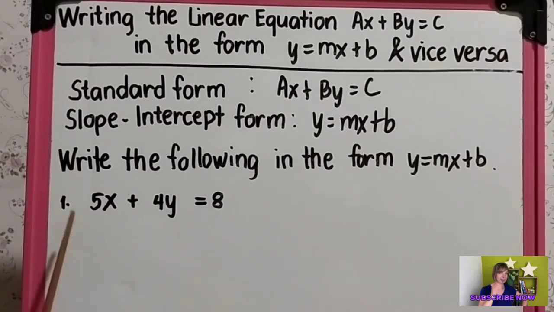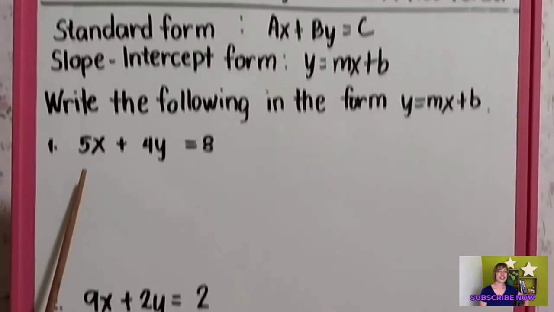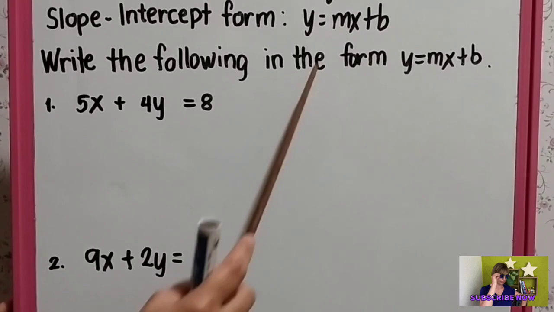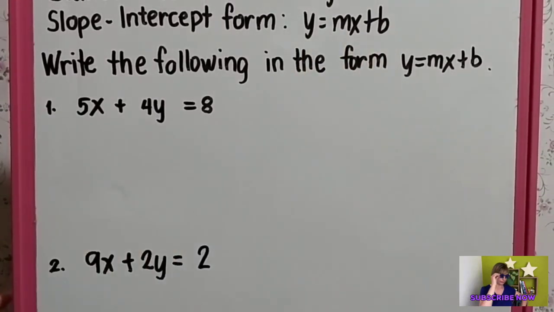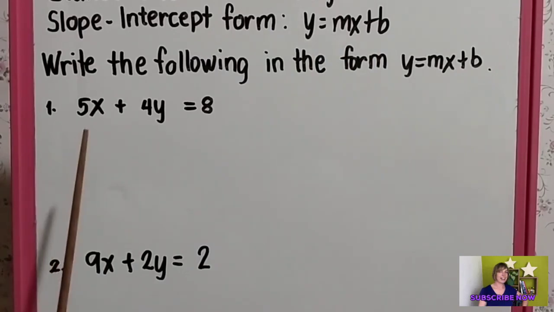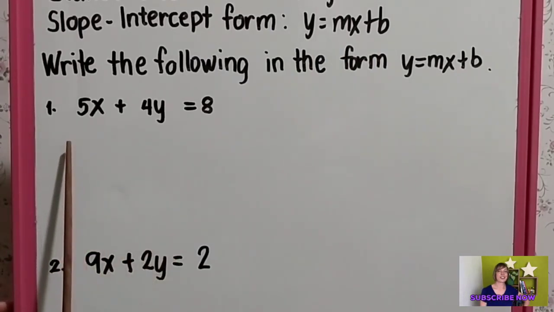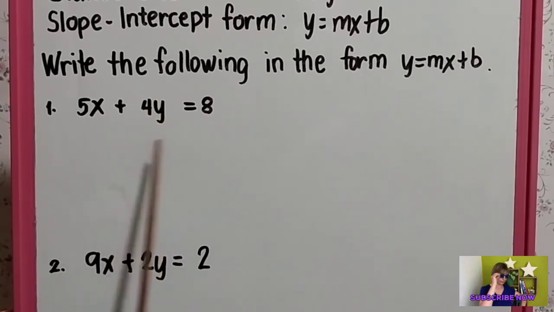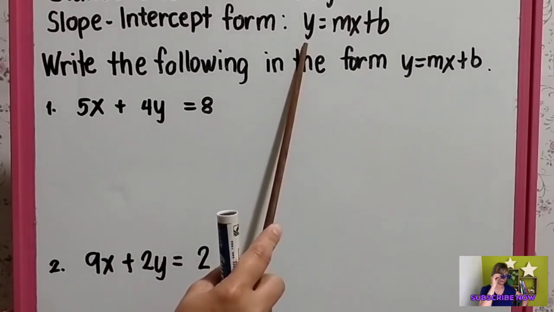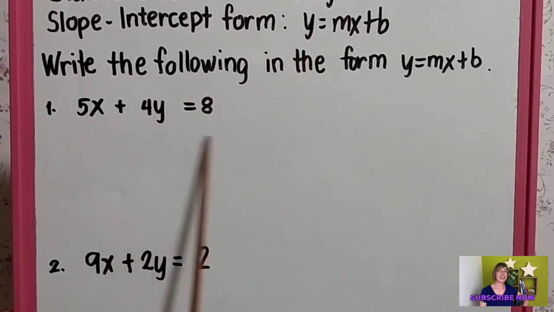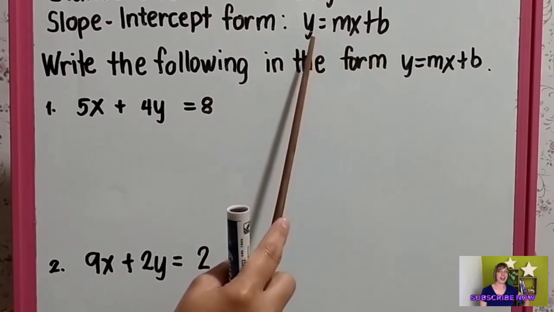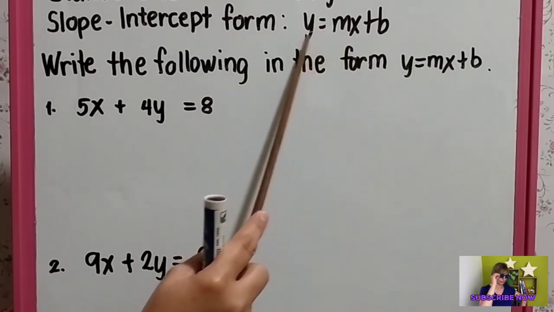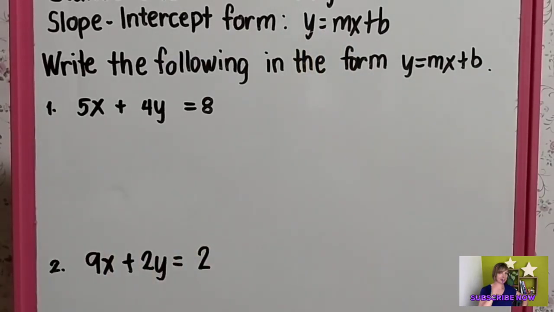So, let's take this example. Number one, write 5x plus 4y equals 8 into the form y equals mx plus b. So, paano natin gagawin yon? Your focus will be, kailangan yung left side ng ating equation, ang makikita lang ay y. Because our aim is to rewrite this into this form. In the form y equals mx plus b, as you can see, what is written on the left side of the equation is only y. So, how are we going to do that?